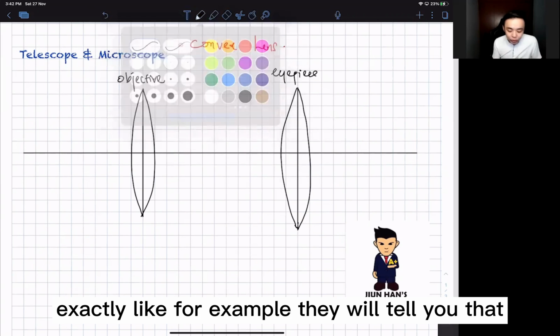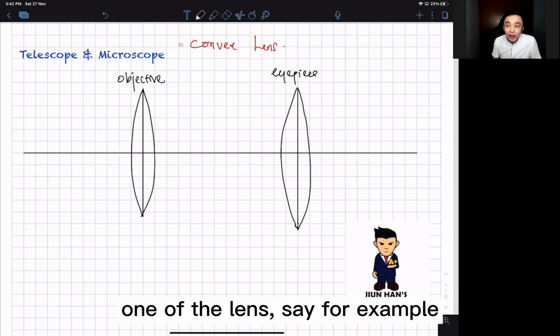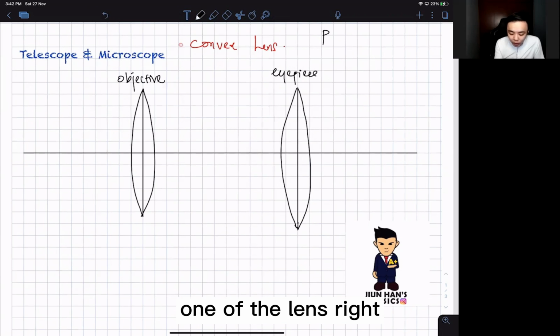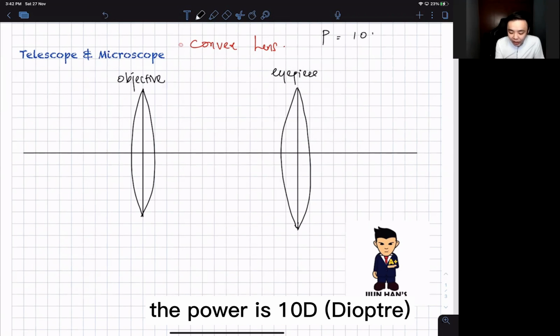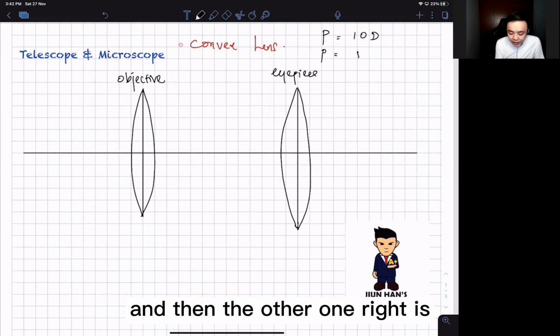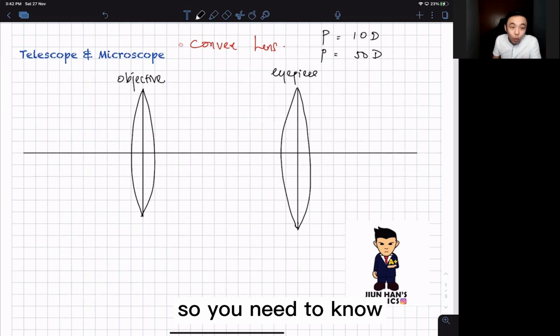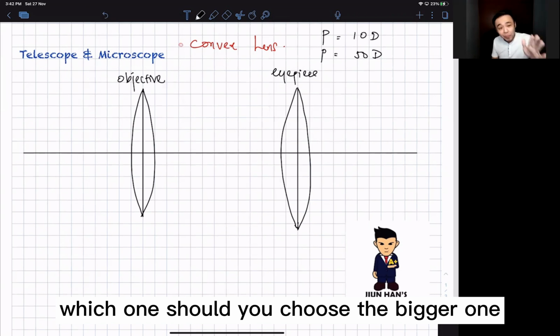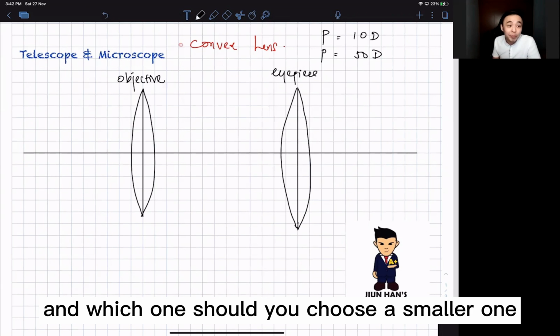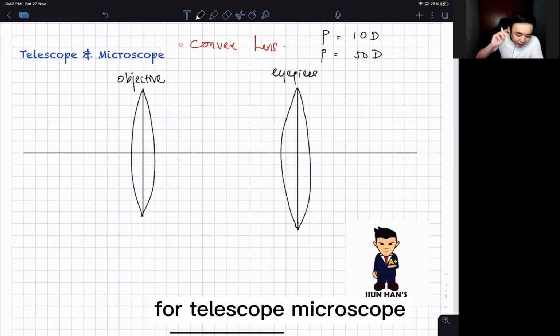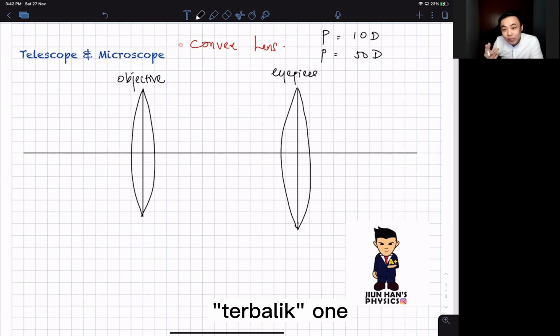For example, they will tell you that I have two pieces of lens. One of the lenses, say, has a power of 10 diopter, and the other one is 50 diopter, and they ask you to choose yourself. So you need to know which one should you choose as the bigger one, and which one as the smaller one. Now, for telescope and microscope, it's simple, you just reverse them.